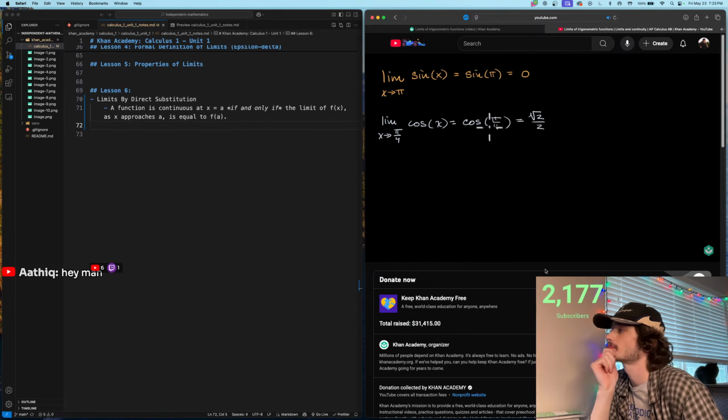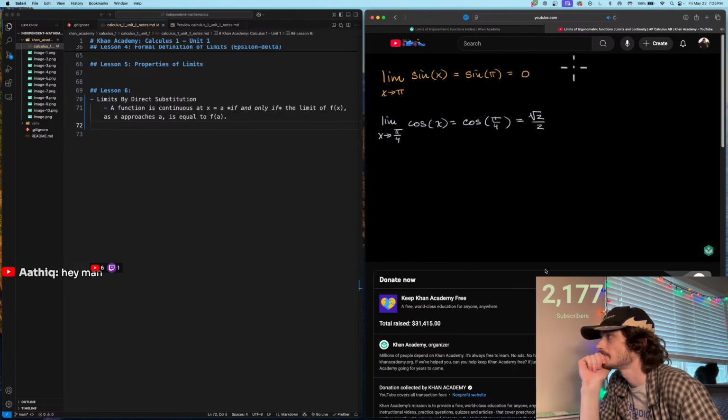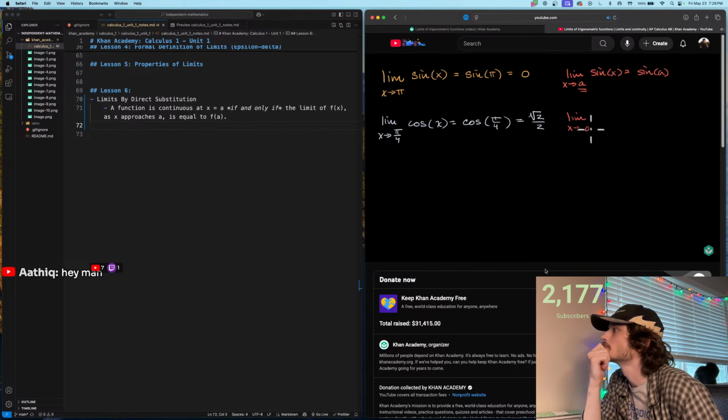And in general, if I'm dealing with a sine or a cosine, the limit as x approaches a of sine of x is equal to sine of a. Once again, this is going to be true for any real number a. And I can make a similar statement about cosine of x. Limit as x approaches a of cosine of x is equal to cosine of a. Now, I've been saying it over and over. That's because both of their domains are all real numbers.